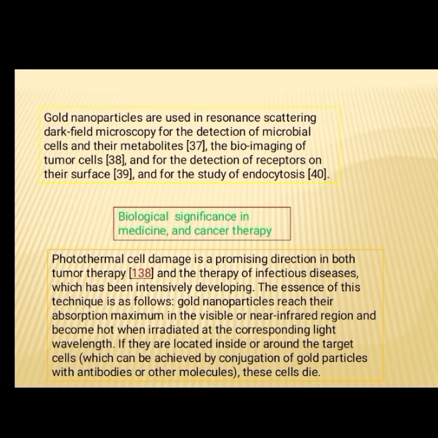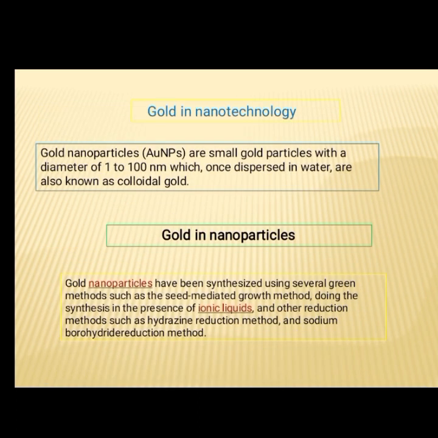Biological significance in medicine and cancer therapy. Photothermal cell damage is a promising direction in both tumor therapy and the therapy of infectious diseases, which has been intensively developing. The essence of this technique is as follows. Gold particles have their absorption maximum in the visible or near infrared region and become hot when irradiated at the corresponding light wavelength, if they are located inside or around the target cells, which can be achieved by conjugation of gold particles with antibodies or other molecules. These cells die.